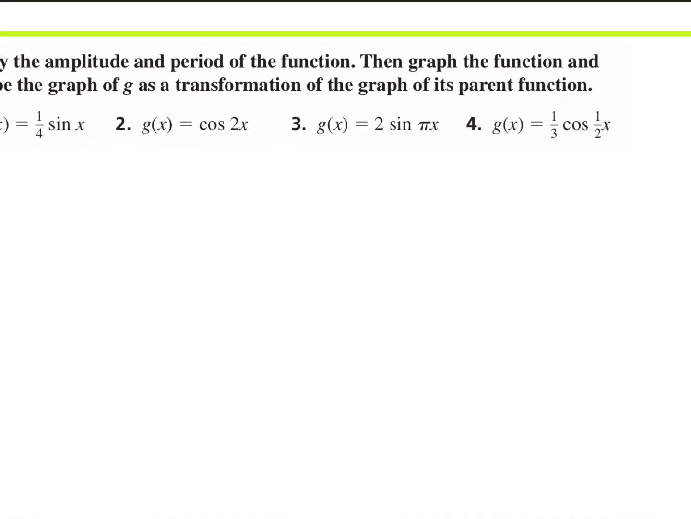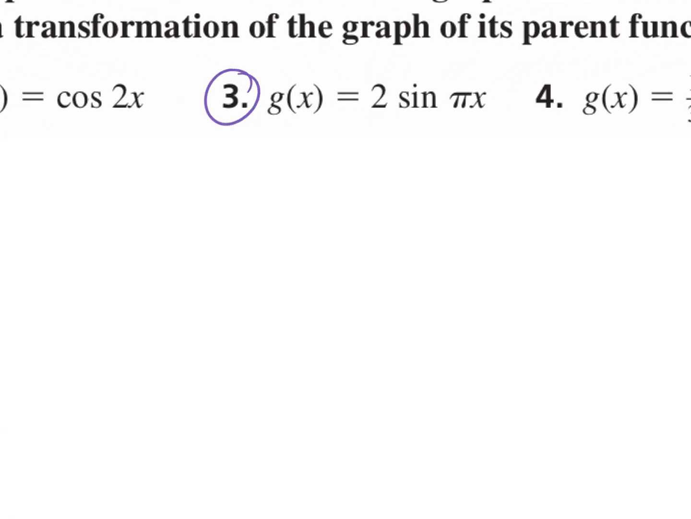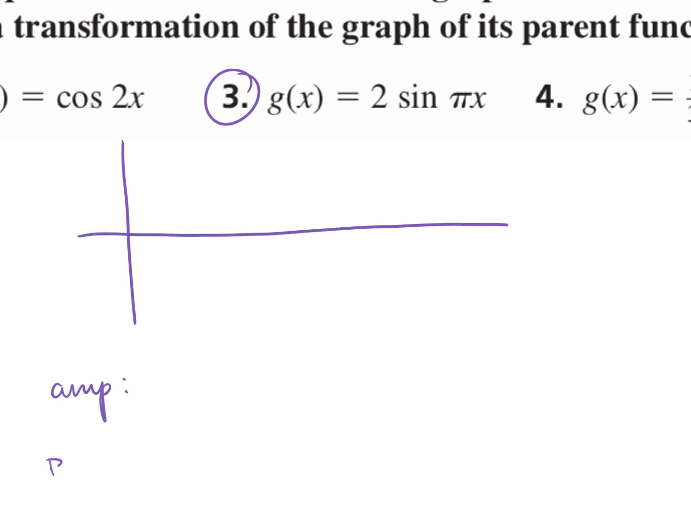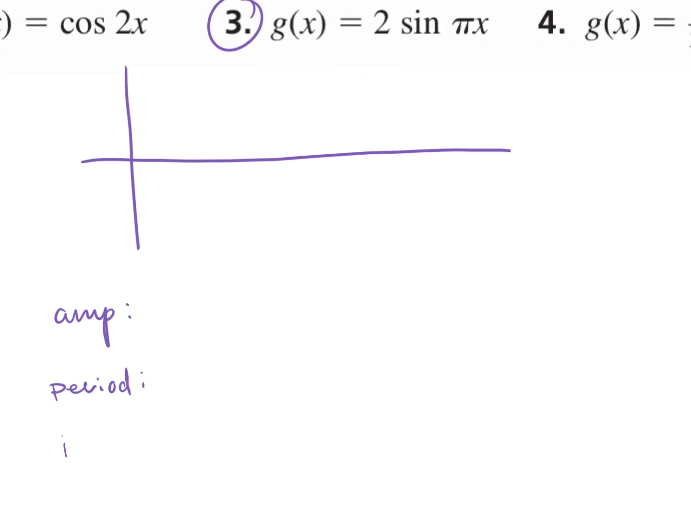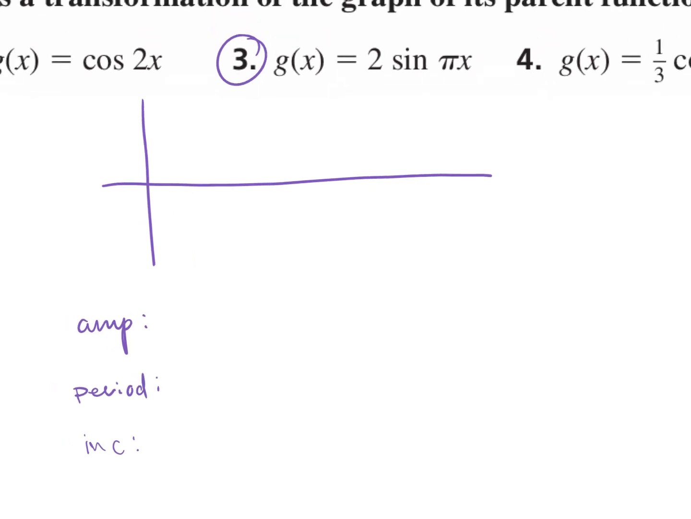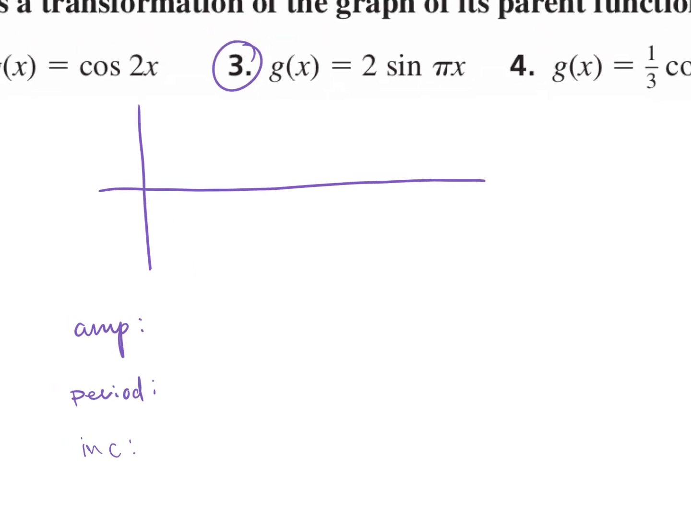All right, on the next page, let's look at number 3. I'm going to draw my graph. I need to know the amplitude, the period, and the increments. The amplitude is 2. That's what gets multiplied out front. So we're going to go up to 2 and down to negative 2.